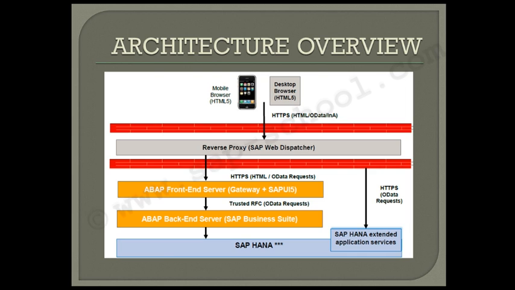Now it is through the trusted RFC connection. The ABAP front-end server will contain all the infrastructure components to generate an SAP Fiori app and the specific UI for the clients, and to communicate with the backend system. So this is how the communication between various layers happens.